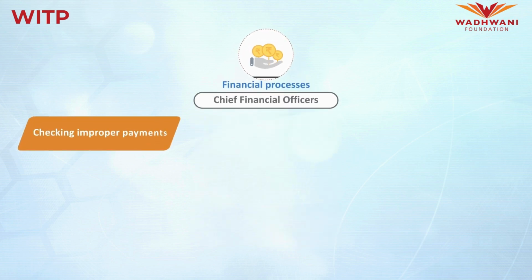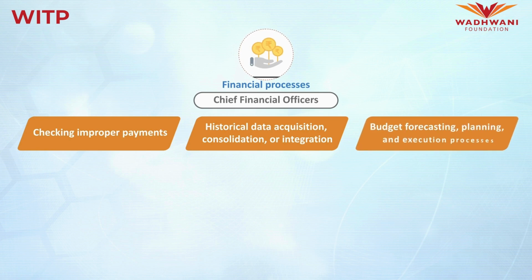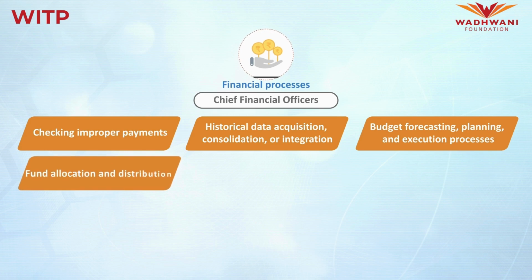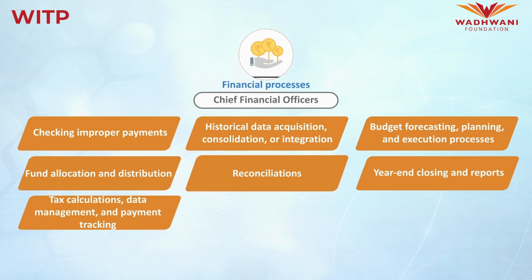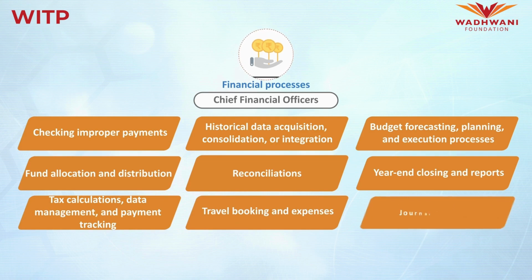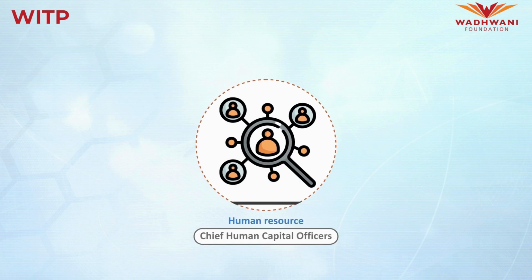While carrying out the financial processes, the Chief Financial Officers use RPA in the following areas: checking improper payments, historical data acquisition, consolidation or integration, budget forecasting, planning and execution processes, fund allocation and distribution, reconciliations, year-end closing and reports, tax calculations, data management and payment tracking, travel booking and expenses, journal data entry, help desk.